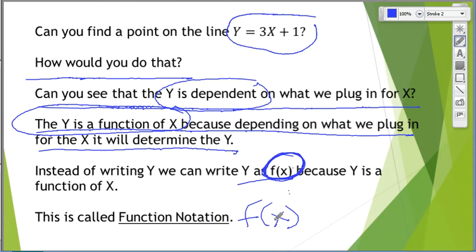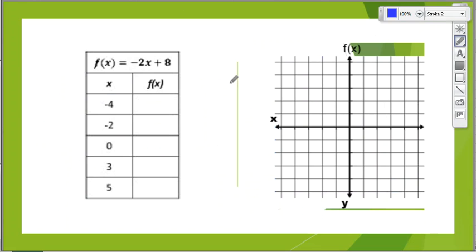And y being a function of x, that means that y or f of x, that's the same thing. Okay, so if you see a y written, or you see it written in function notation as f of x, that's the same thing.